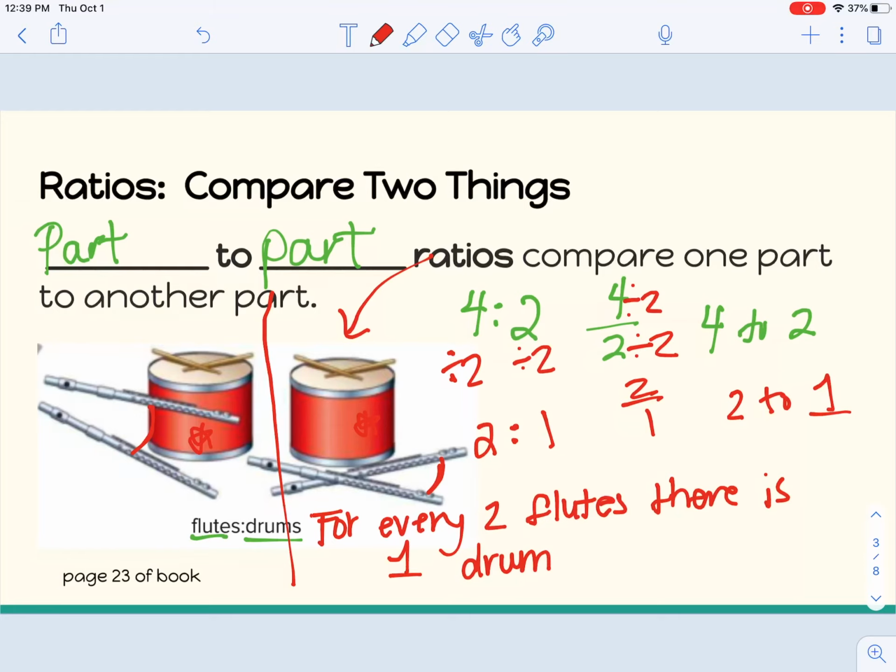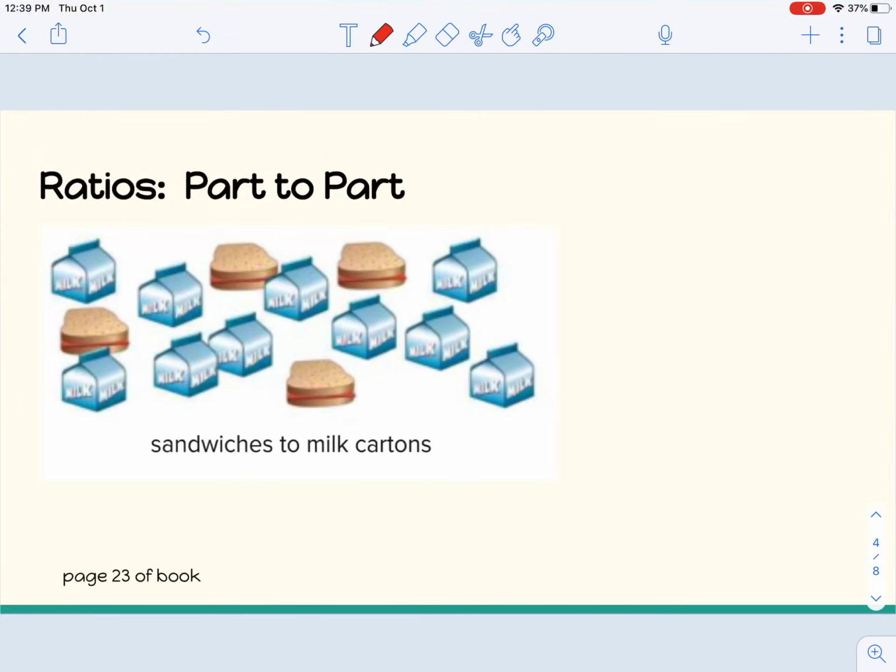Let's look at another example. This is the next problem in your book on page 23. If you want to try it by yourself, pause the video and see if you can do it by yourself first. We're comparing sandwiches to milk cartons. So look at that statement and think about what comes first. Sandwiches comes first. So we need to count our sandwiches. 1, 2, 3, 4 sandwiches. Then the milk cartons. 1, 2, 3, 4, 5, 6, 7, 8, 9, 10 milk cartons.